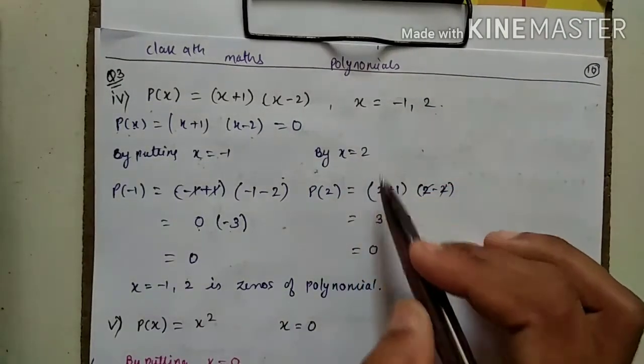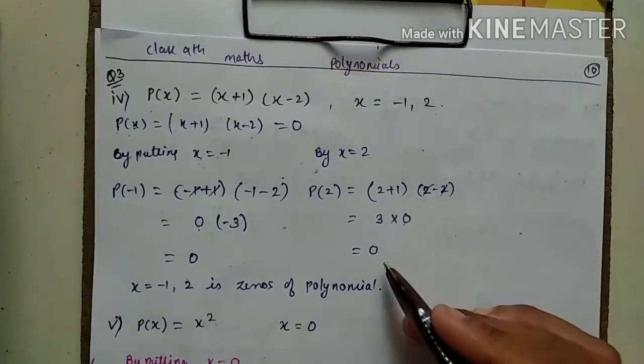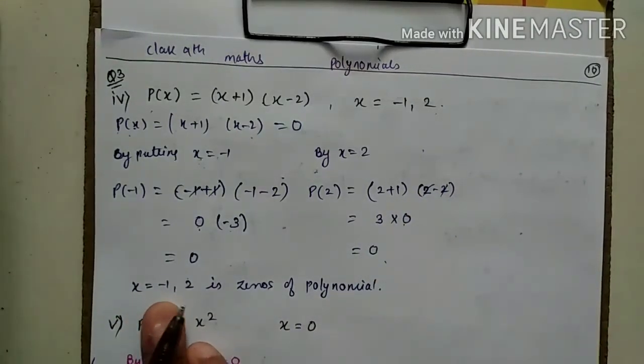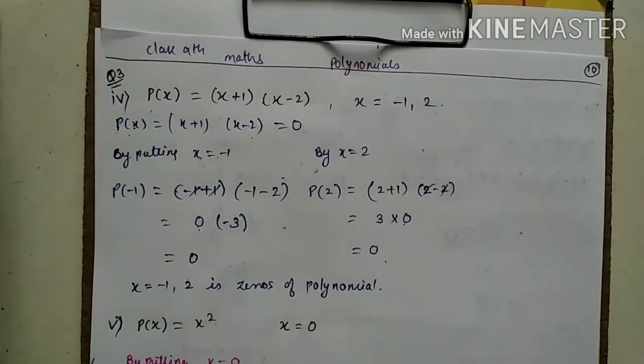Same here, x equals to 2 I have put. 2 plus 1 becomes 3. 2 minus 2 becomes 0. Again you have 0, so I have written x equals to minus 1 comma 2 is a 0 of the polynomial. This question is very easy, just see.